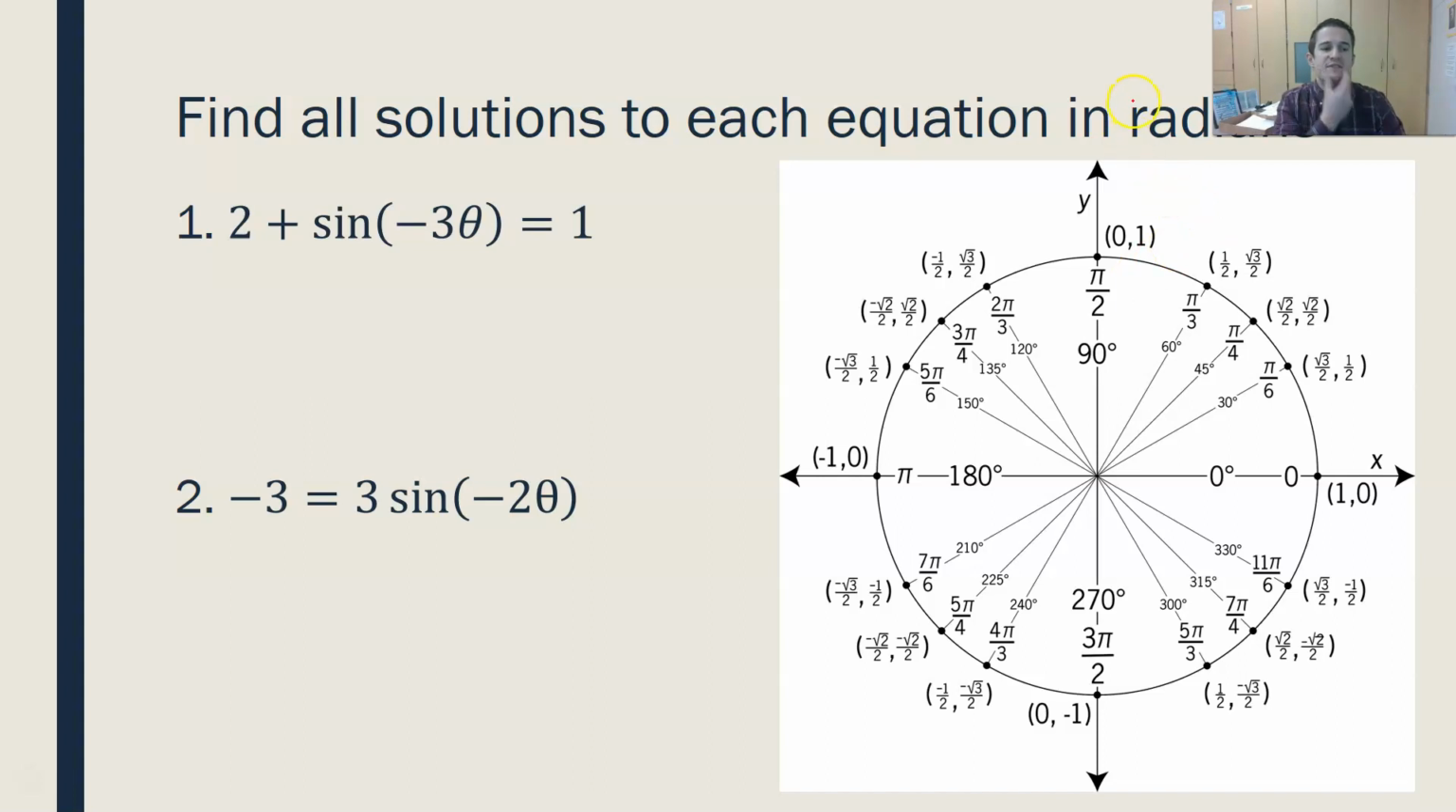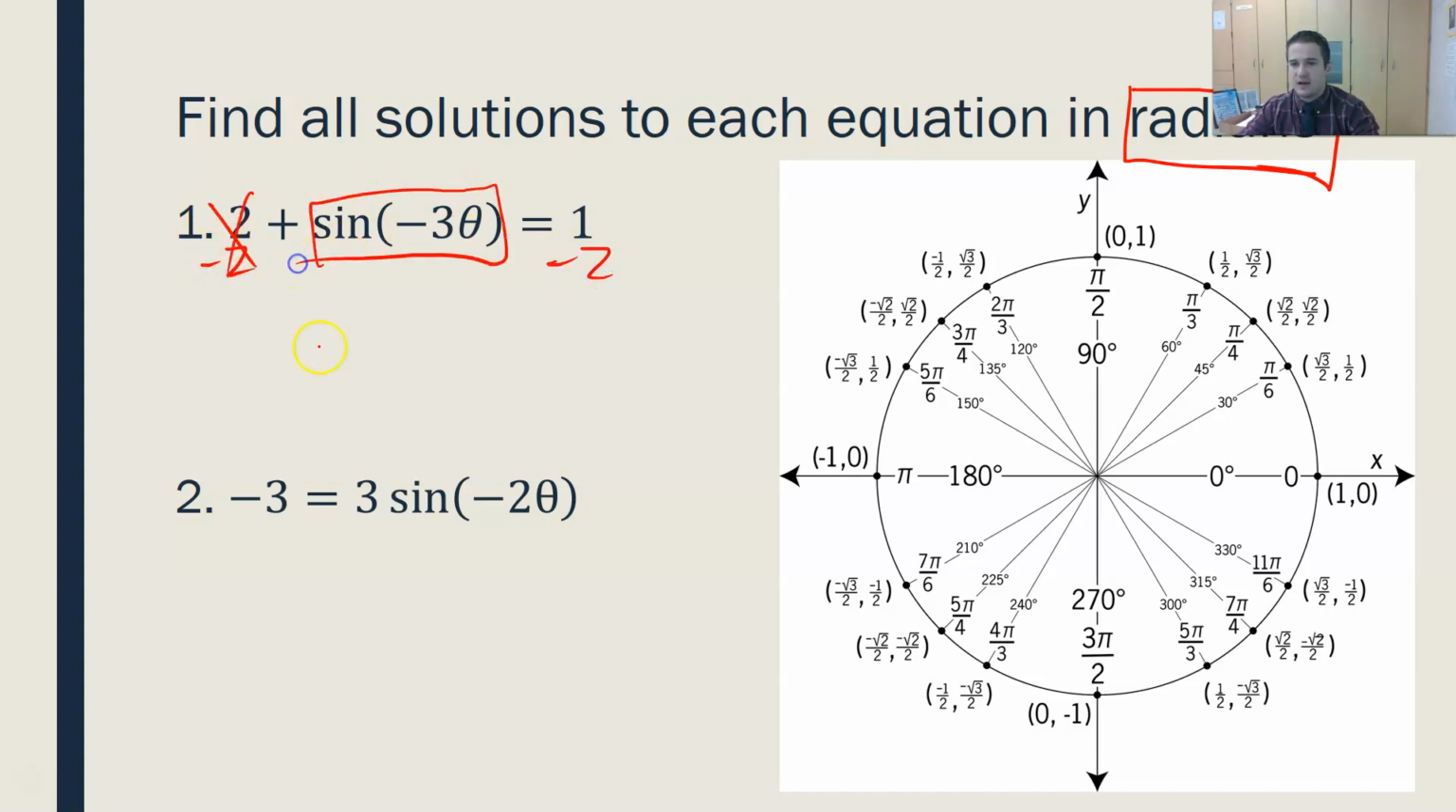Okay, so I've done a bunch in degrees, pardon me. I just want to show you one or two in radians, because it's going to be basically the exact same thing. So let's start solving this one right here, for example. So I have 2 plus a sine of negative 3 theta equals 1. So I'm going to go ahead and subtract 2 on both sides, because I want to get this sine part by itself. So I have sine of negative 3 theta equals 1 minus 2, which is negative 1.